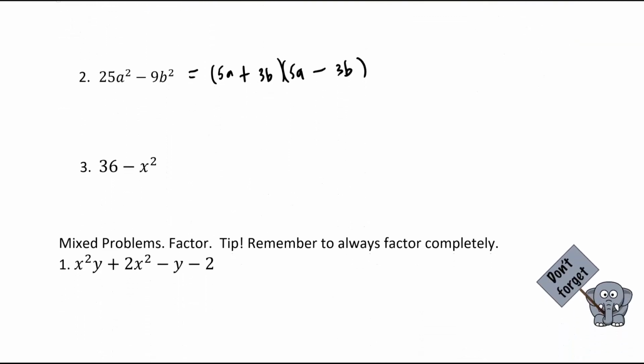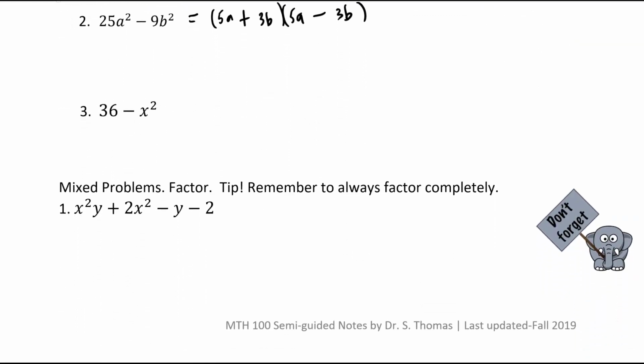36 minus x squared. That's written backwards. That's okay. You can write it as 6 plus x times 6 minus x, and it will work out.